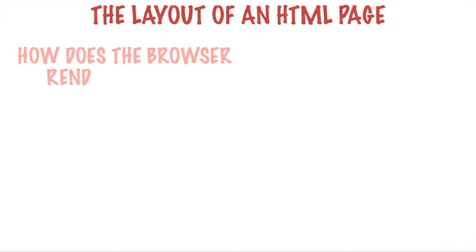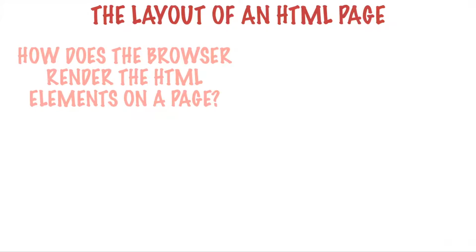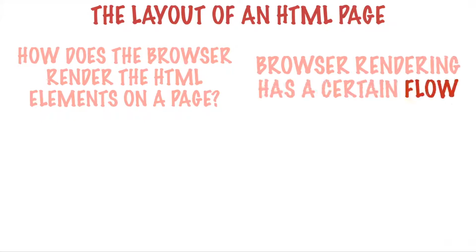In order to understand the layout of an HTML page, you need to know how the browser renders the HTML elements on a page. Browser rendering in HTML has a certain flow to it. It's a well-defined flow. And the way that flow works is like this. Imagine this is a browser window, what you see on screen. So this is the visible portion of the browser.